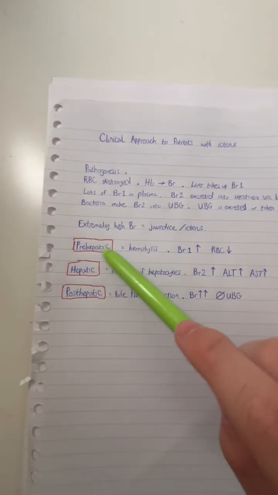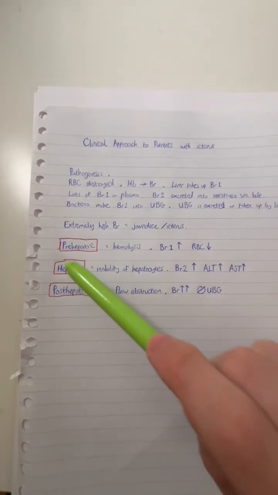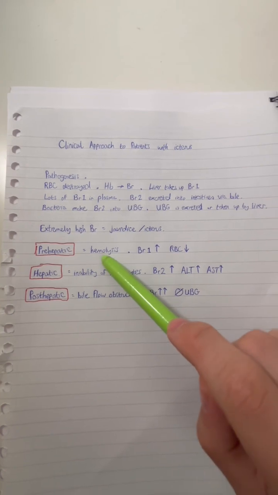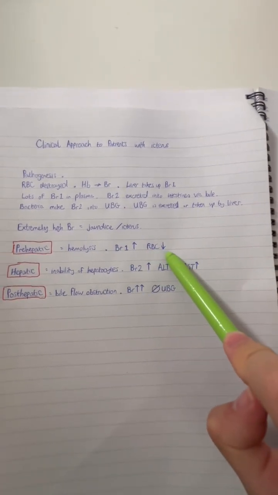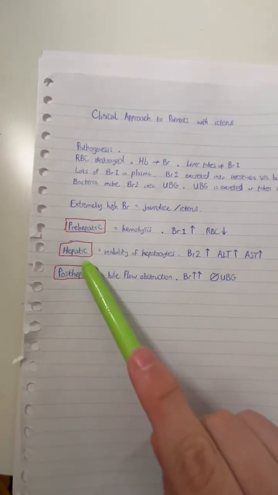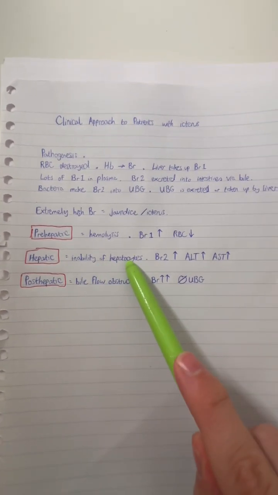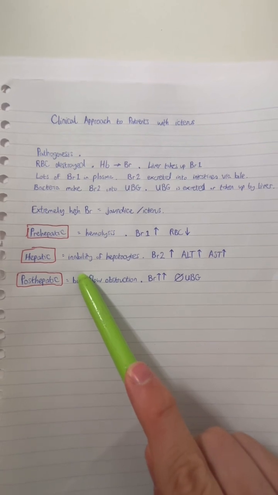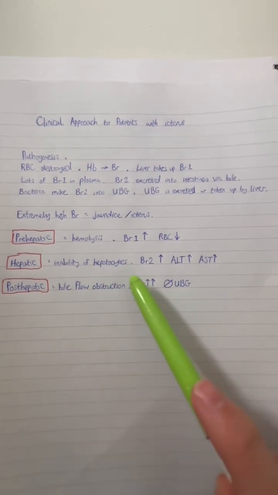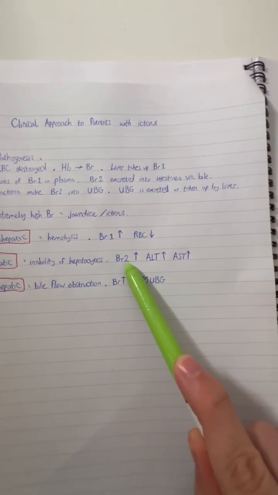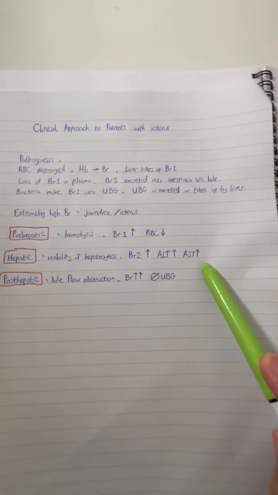Icterus can be prehepatic, hepatic, or posthepatic. In prehepatic icterus, this is due to hemolysis, so we can see increased bilirubin 1 and decreased red blood cells. In hepatic icterus, there is an inability of the hepatocytes to process bilirubin. This can be due to hepatitis, fibrosis or cirrhosis, or neoplasia. We can see an increase of bilirubin 2 and an increase of liver enzymes such as ALT and AST.